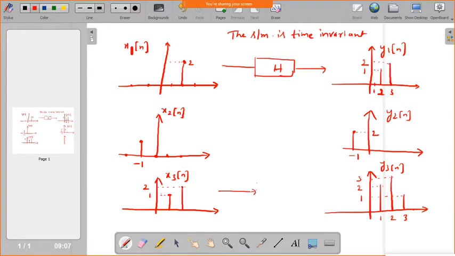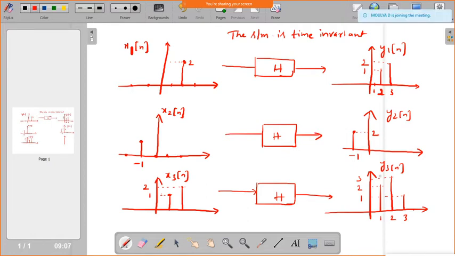So this is the problem which is given. The system h is time invariant, and the corresponding outputs for the inputs x1 of n, x2 of n and x3 of n are shown here as y1 of n, y2 of n and y3 of n. Now we need to find whether the system h is linear or not.